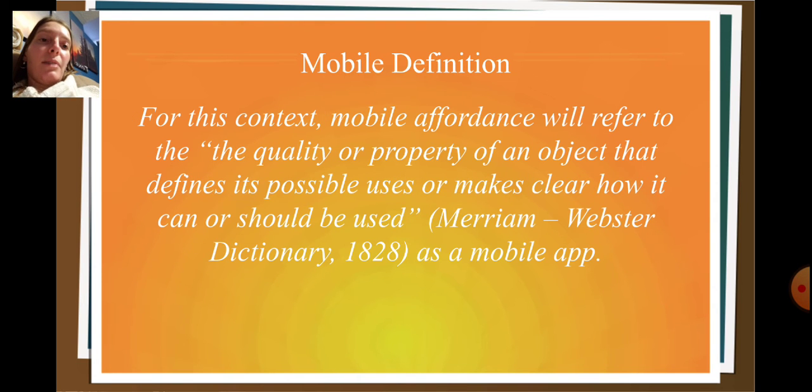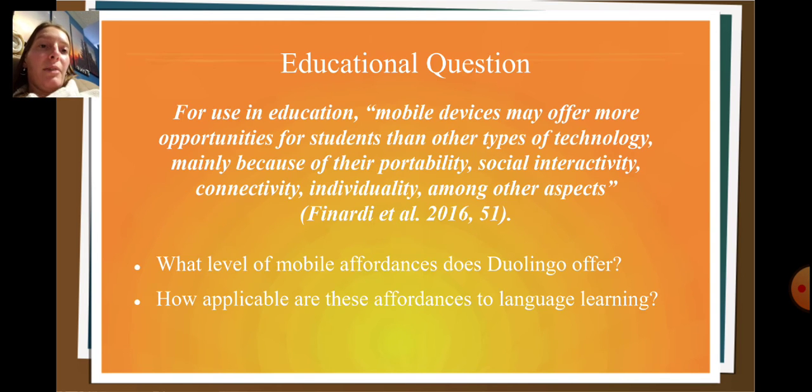In order to do that, we need a definition, and our definition is: mobile affordance will refer to the quality or property of an object that defines its possible uses or makes clear how it can or should be used as a mobile app. We also need a theory. Mobile devices may offer more opportunity for students than other types of technology, mainly because of their portability, social interactivity, cognitivity, individuality, among other aspects.